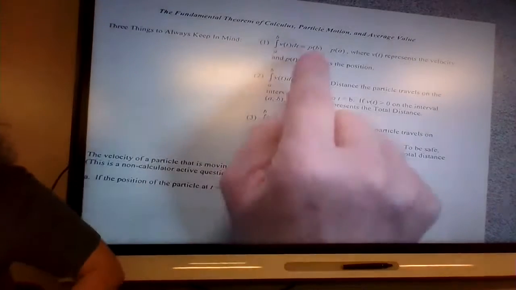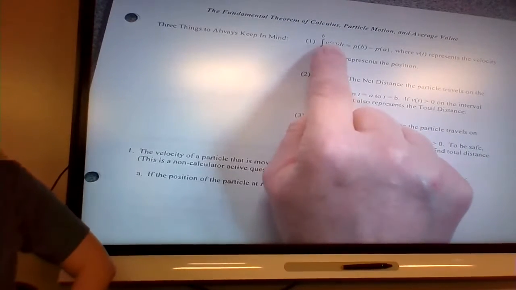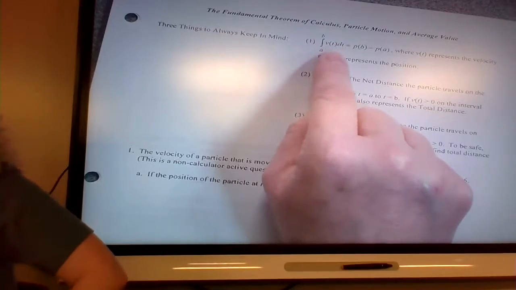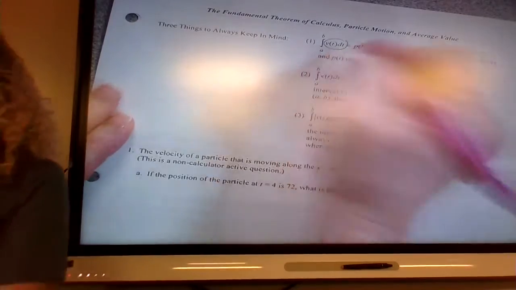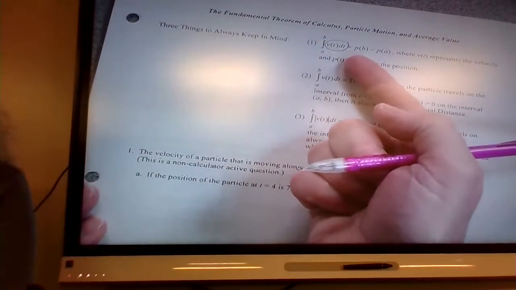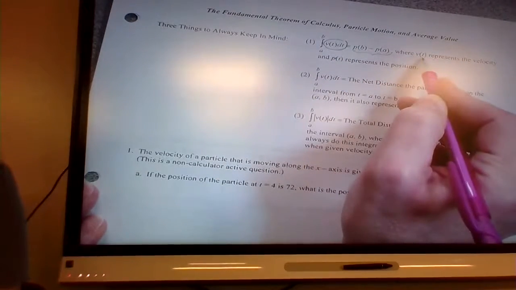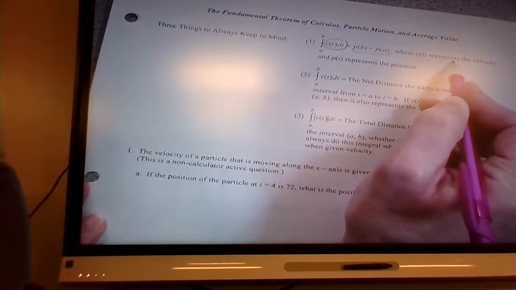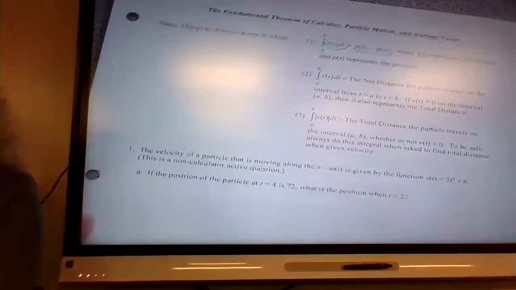The first one is the definite integral from a to b of v(t) dt. V would be your velocity, so you're going to go back one from velocity. That's going to be position, right? So that would be p(b) minus p(a), where v(t) represents the velocity and p(t) represents the position.